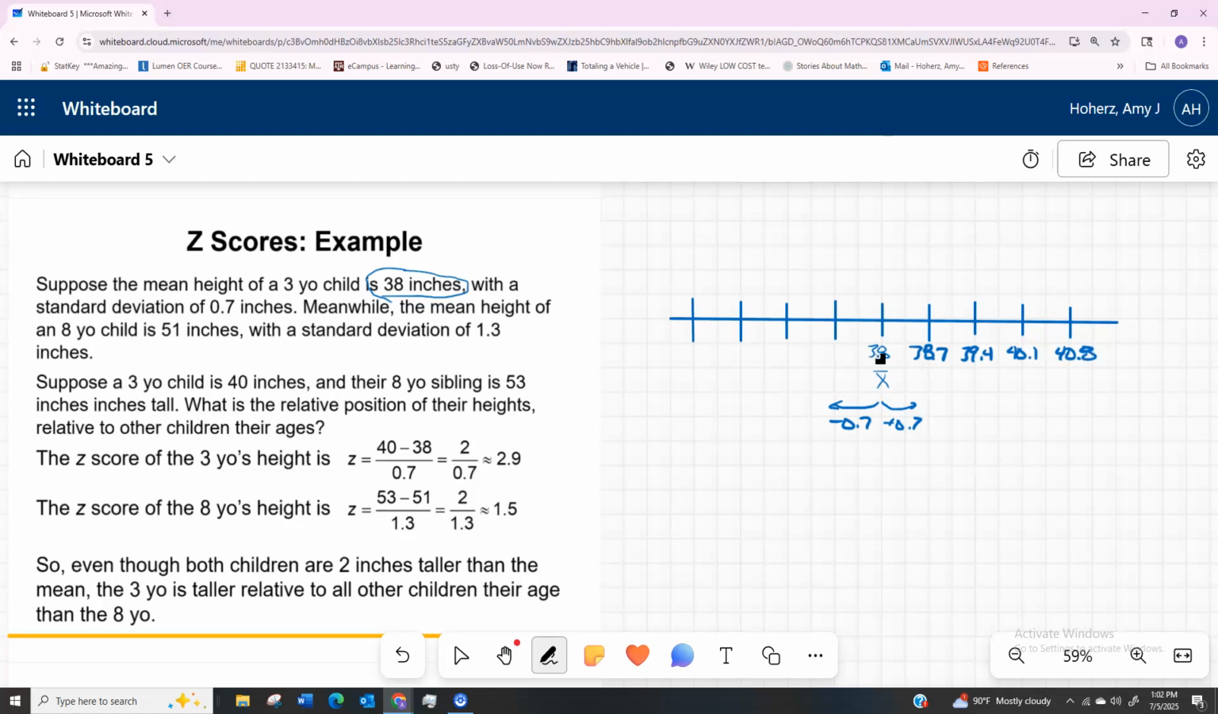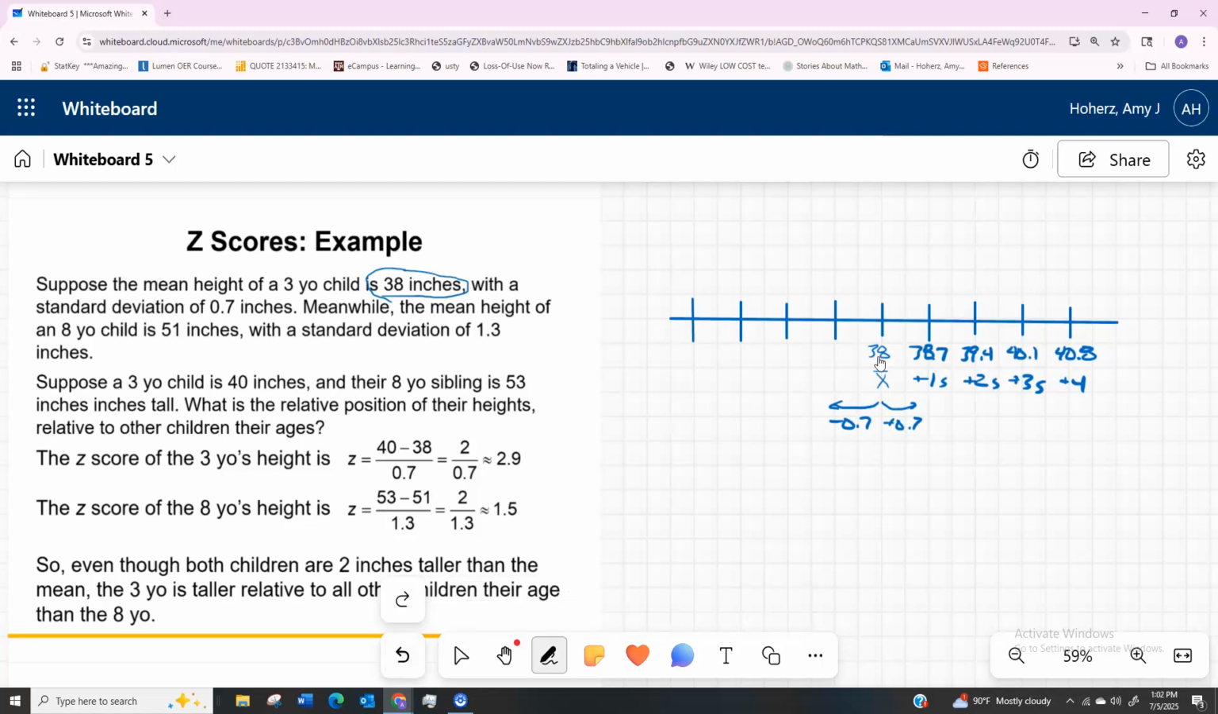Okay, again, each time adding 0.7, and then this would be 1 standard deviation, 2 standard deviations, 3 standard deviations, 4 standard deviations. So we can see that if a child had a height of, say, 39, that they would be between 1 and 2 standard deviations if they were at 39.